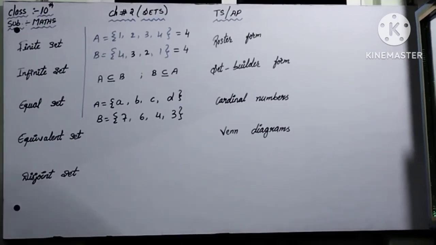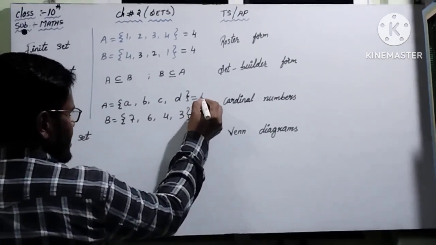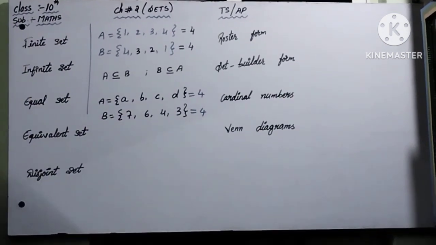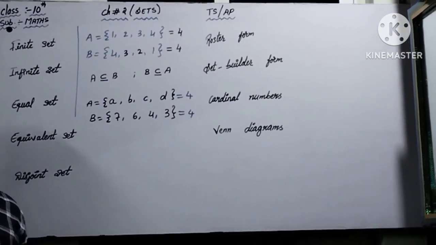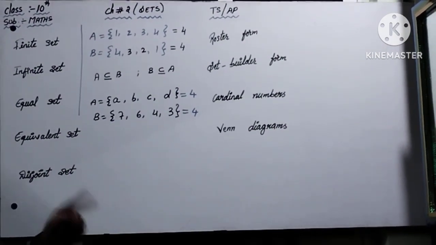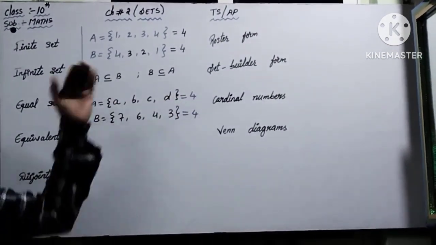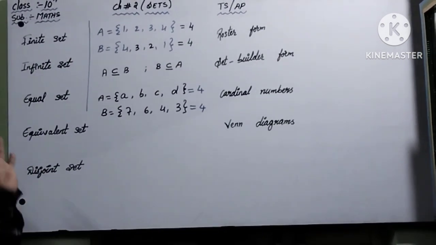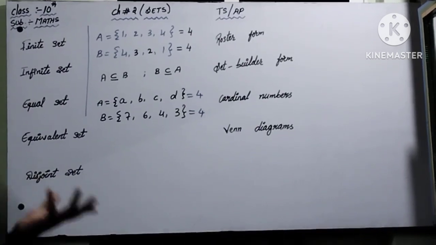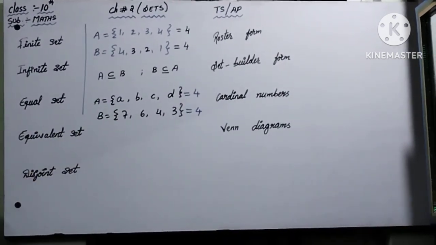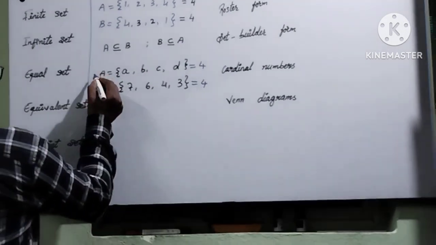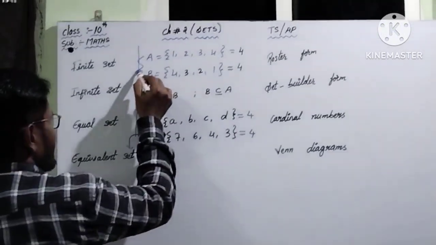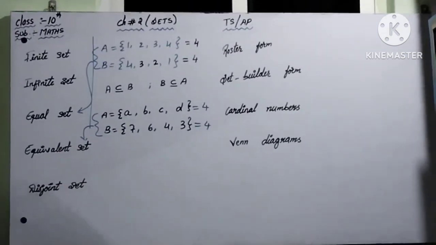Both are not the same, but how many elements does A contain? Four. And B contains four. Anyhow, numbers or alphabets are different in set A and set B, but A contains 4 elements and B contains 4 elements. The number of elements is the same. This is called an equivalent set, and the earlier one is called an equal set.